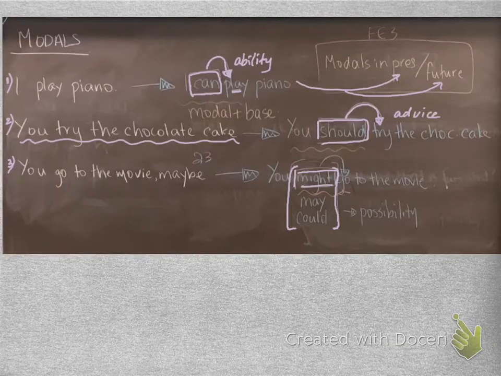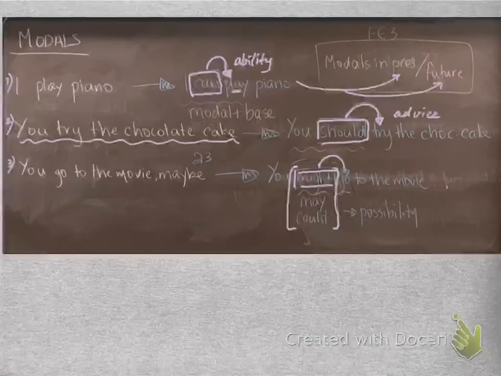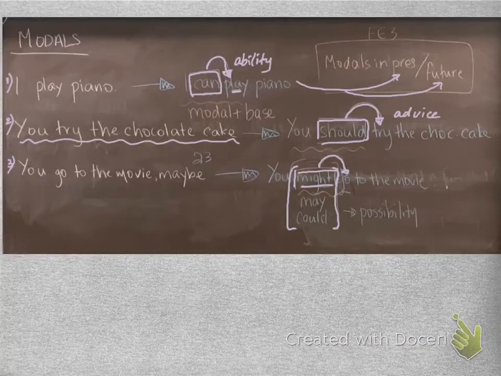In the last sentence, we add the word might or may or could, these modals, to talk about go. Sorry, it's kind of hard to see that in there. Let's write it in there again. Go. Okay. You might go to the movie. Okay. You may go to the movie. You could go to the movie. Here we're talking about possibility.